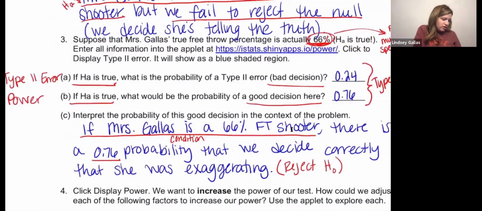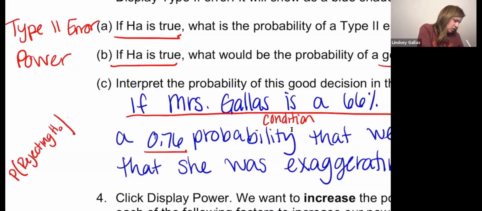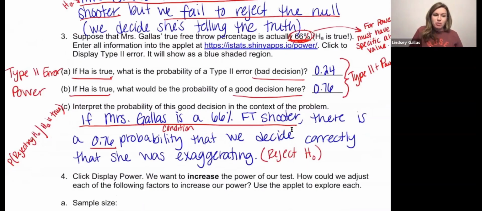So what I'd like you to do over here next to part C is I'm going to write this as a conditional probability. This is the probability that you correctly reject the null. So the probability of rejecting the null given the alternative is true. That is what power is. Power is the likelihood of rejecting the null when the alternative is true.